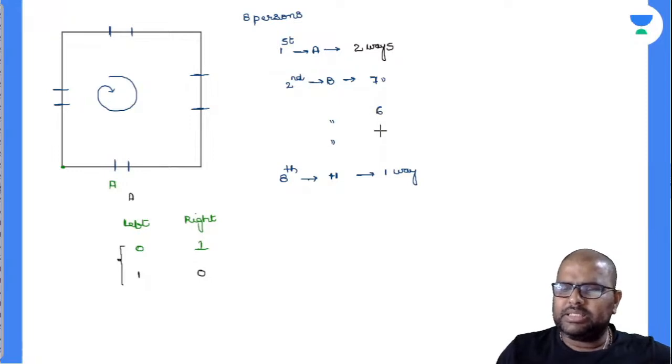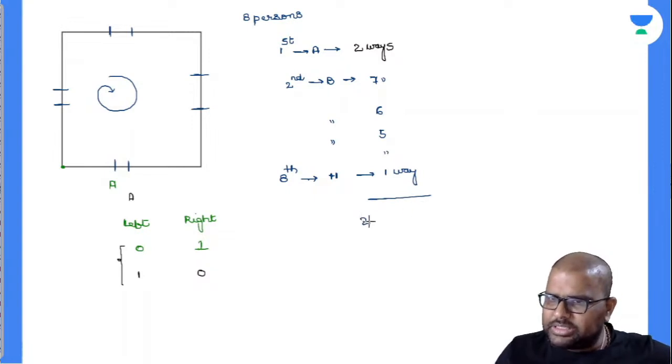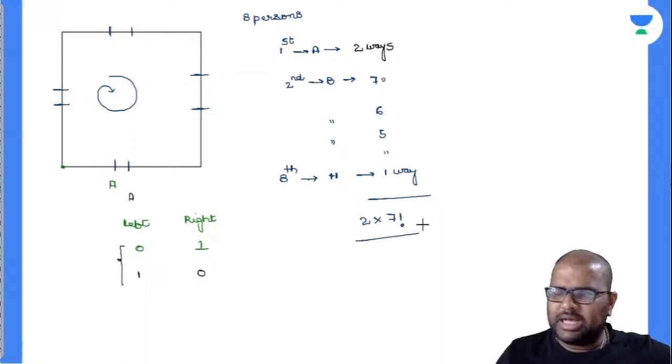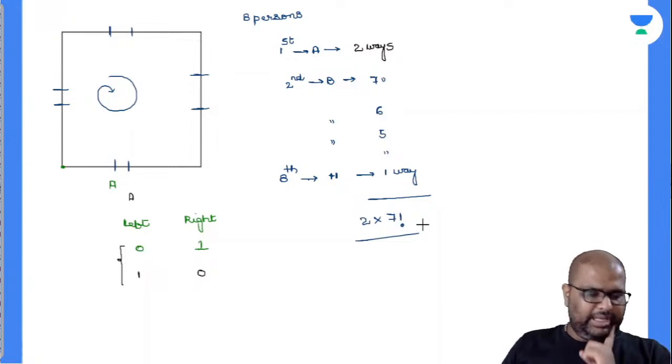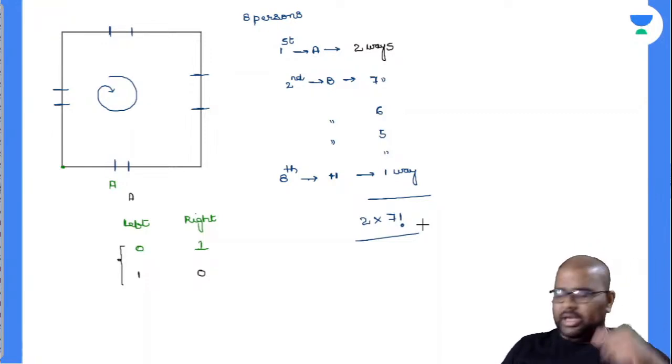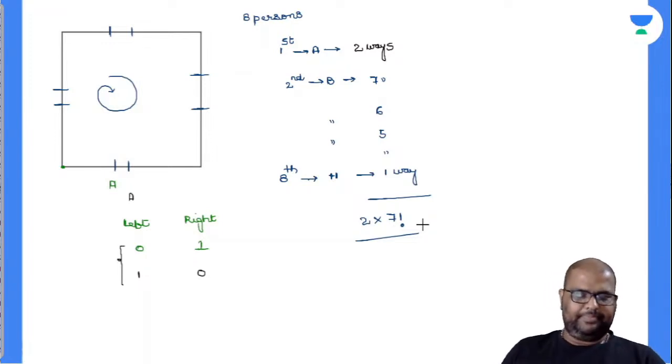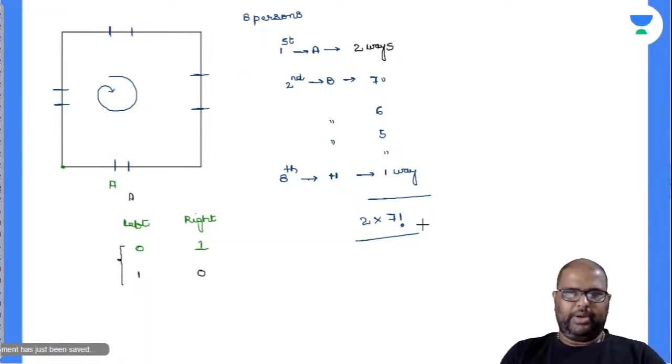This is 6, this is 5, so on, right? So finally, what will be the answer there? The first person can be seated on the square table in 2 ways and the remaining 7 persons can be seated in 7 factorial ways, and this is the answer. Now see here, will your n minus 1 factorial work out here? No, it will not work out here and you will get a blind wrong answer. I hope you are getting my point.